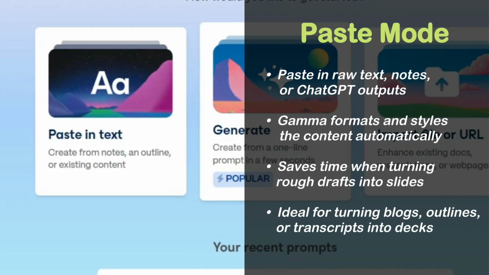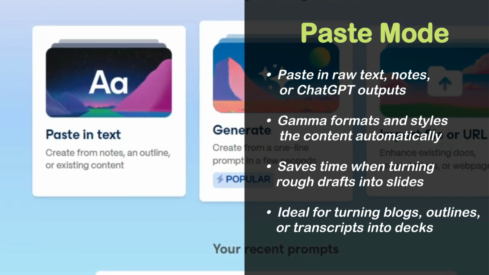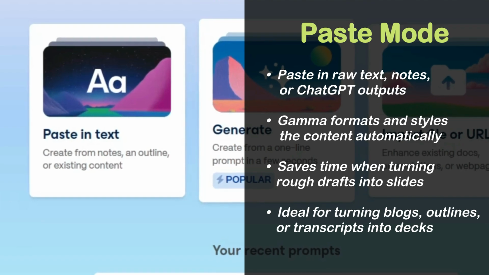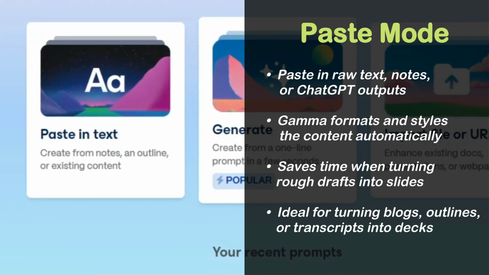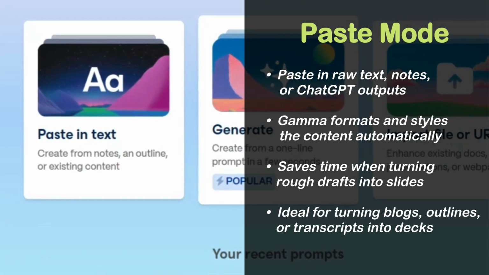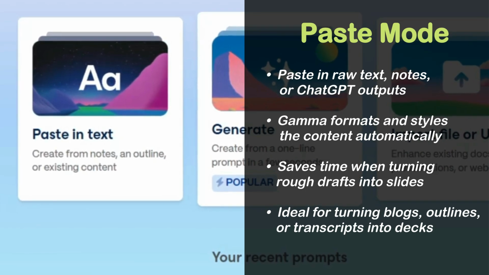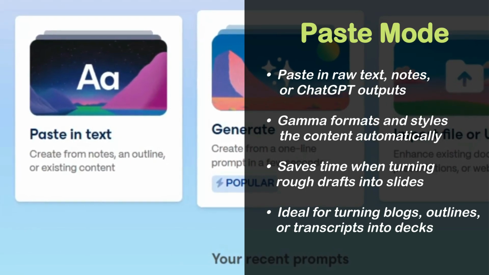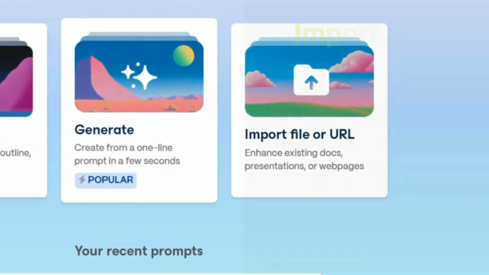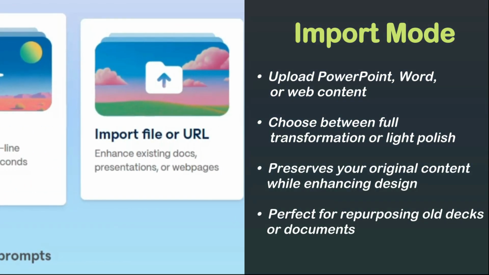The Paste mode offers an elegant solution for transforming existing raw content into visually appealing presentations. This feature is particularly valuable when you already have notes, documents, or even content from other AI tools like ChatGPT or Claude.